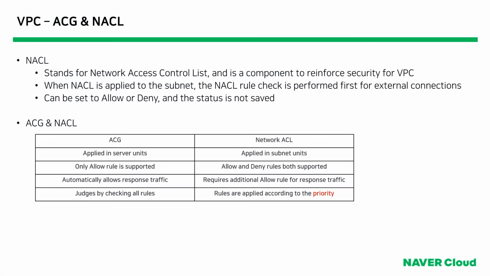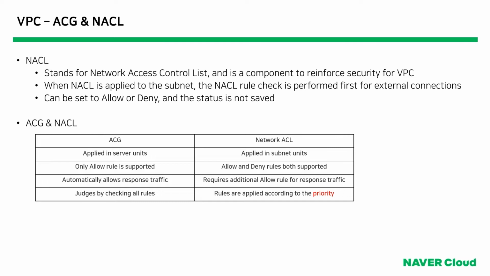Next, we'll take a look at Network Access Control List, which is the main component of VPC. It is a factor that reinforces the security of VPC. Network Access Control List is applied to the subnet and operates when the subnet is accessed from the outside. In Network Access Control List, you can set allow and block rules for inbound and outbound traffic, and rules are processed based on the priority when deciding whether to allow traffic.